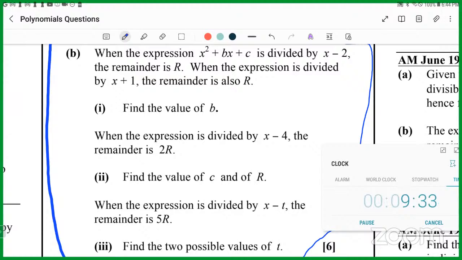The quadratic that I gave you says, when it is divided by x minus 2, the remainder is r. When the expression is divided by x plus 1, the remainder is also r. Find the value of b. When the expression is divided by x minus 4, the remainder now is 2r. Find the value of c and the value of r. When the expression is divided by x minus t, the remainder is 5r. Find the two possible values of t. Come on, this is easy stuff. It's just a quadratic that they give you. Come on, let's go.